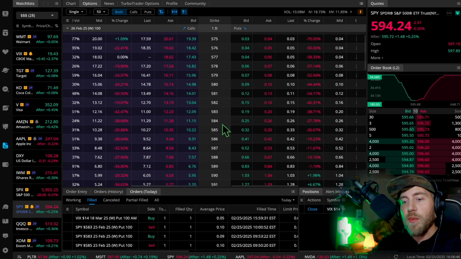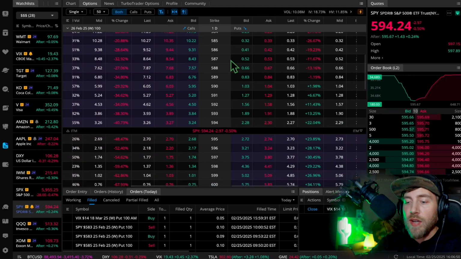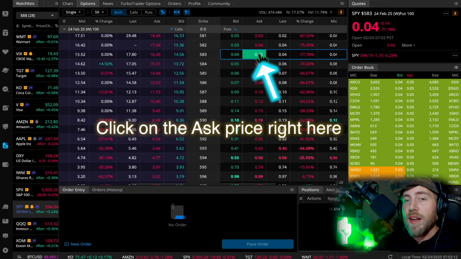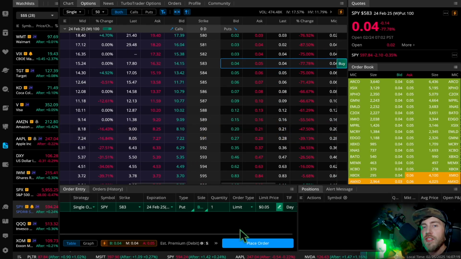Now in today's example, I did screen record me taking a trade with a 0 day till expire contract for $5, and it ran 80%. So I'll bring that up on the screen right now so you can see exactly what it looks like during the live trading day and what I am looking at.